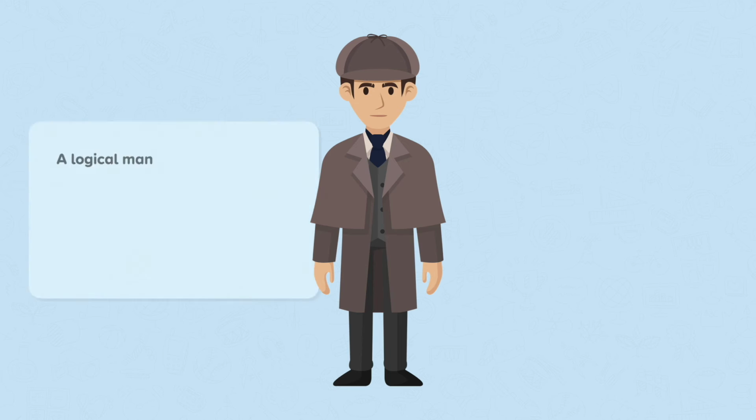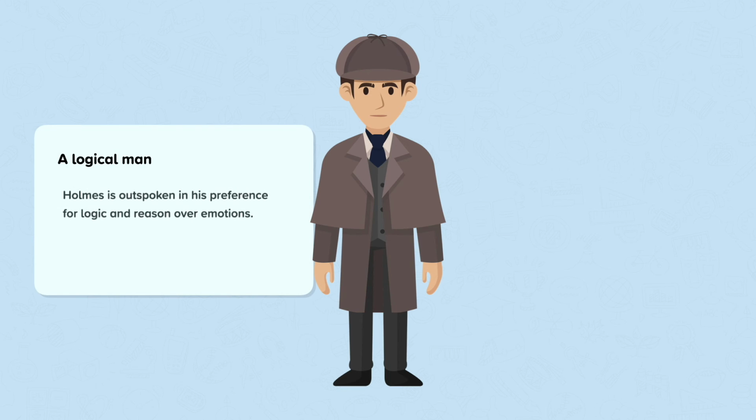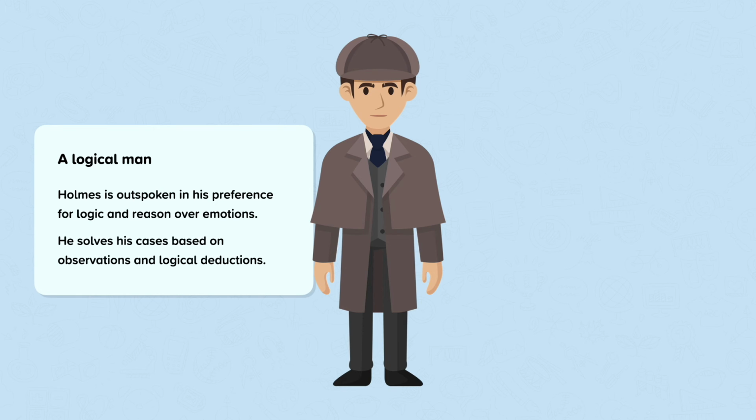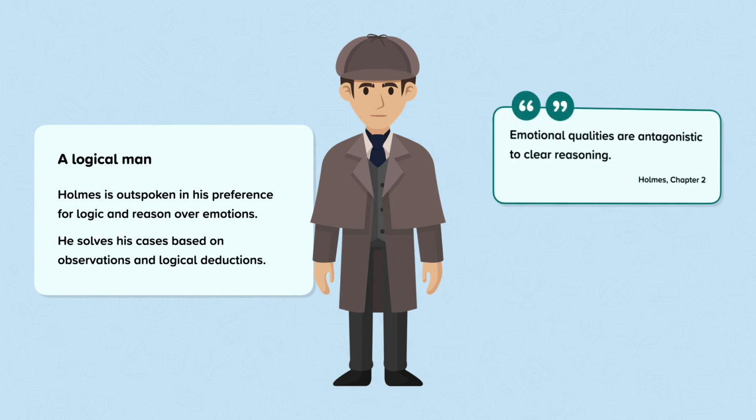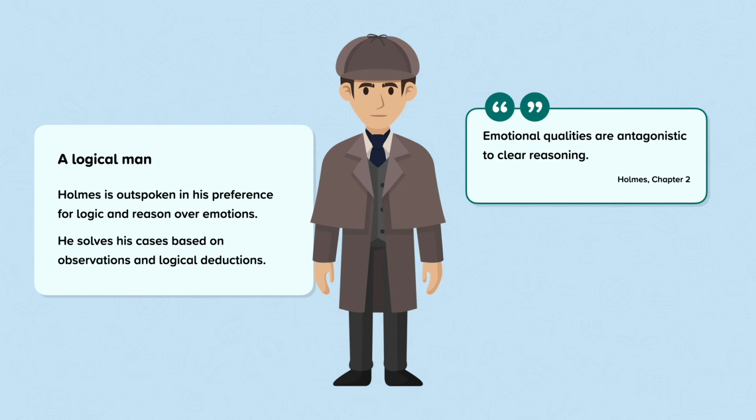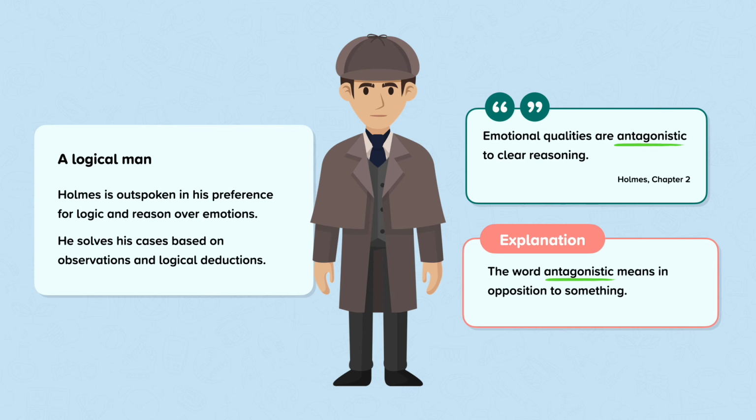Holmes is also a logical man. He is outspoken in his preference for logic and reason over emotions. He also solves his cases based on observations and logical deductions. Holmes says that emotional qualities are antagonistic to clear reasoning. The word antagonistic means to be in opposition to something.